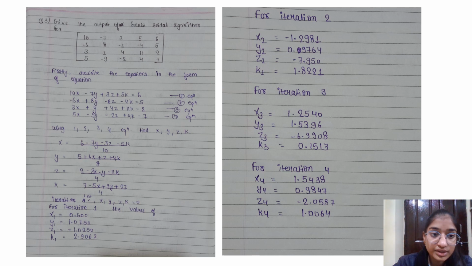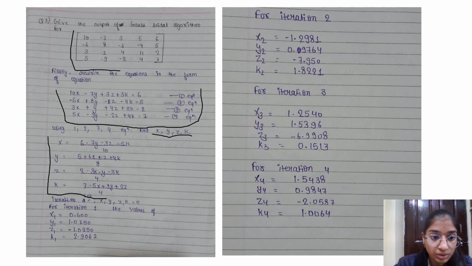We will rewrite these matrices in the form of equations, and below we can see the equations which we get from these matrices. Now using the first, second and fourth equations, we will find the values of x, y, z. We shift all the other values to the right-hand side, and we get the value of x. In the initial phase, we initialize x, y, z, k equal to 0. Now for the first iteration, we will find the value of x1.